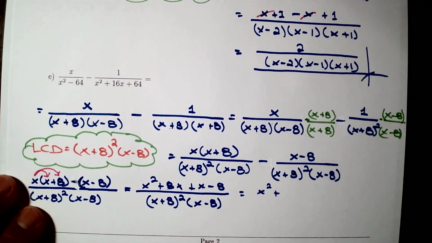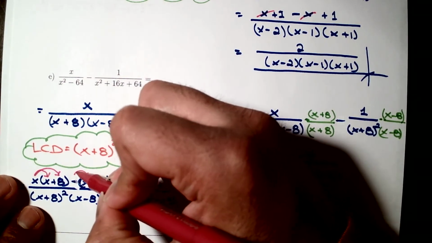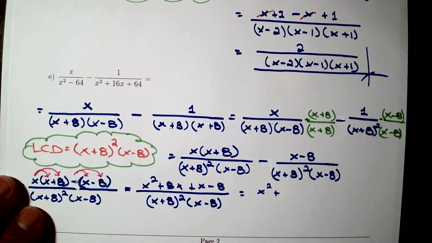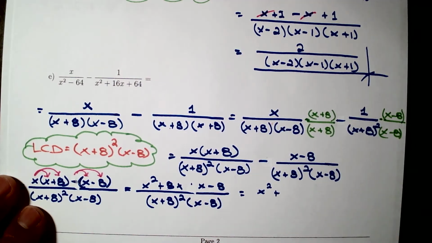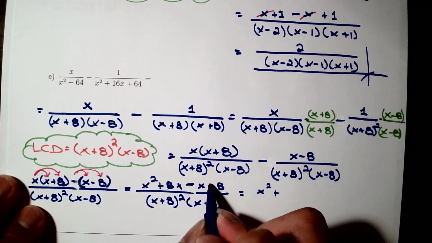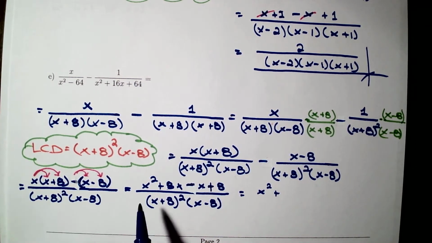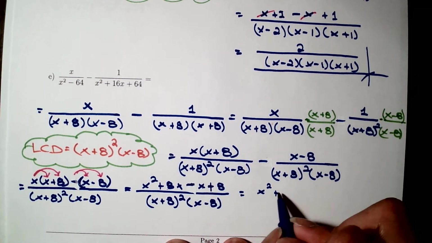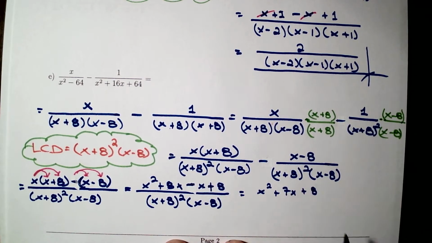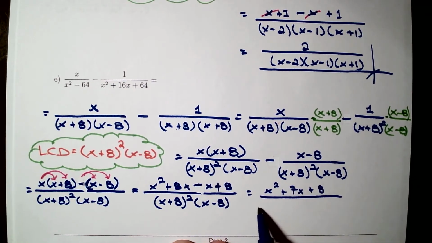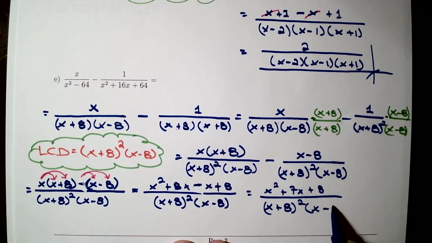So we distribute that negative over here and over there. So that's going to be a negative x and a positive 8. So in this case, we're going to have x squared plus 8x minus x, that's a 7x, and plus 8. And then divide that by x plus 8 quantity squared times x minus 8.